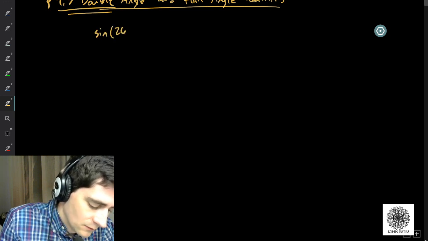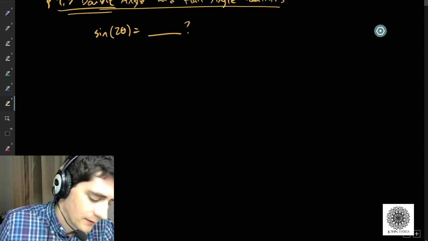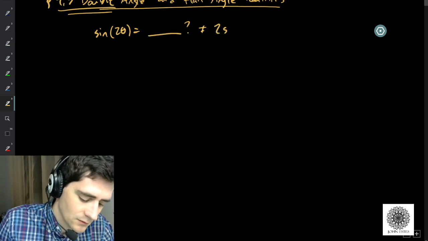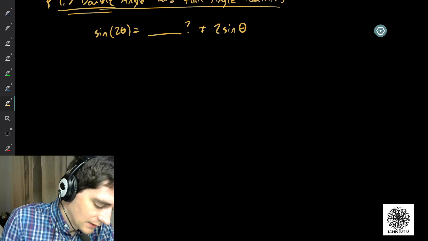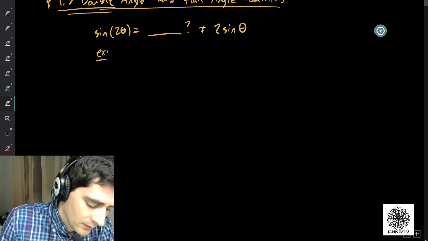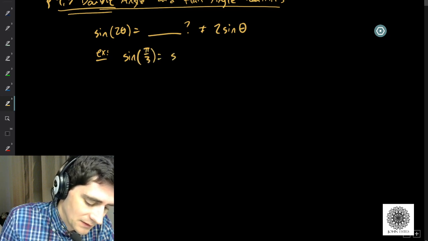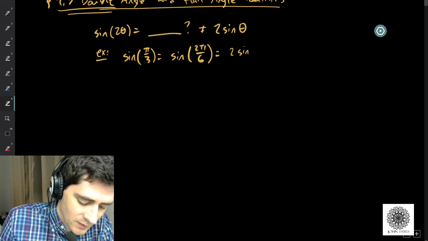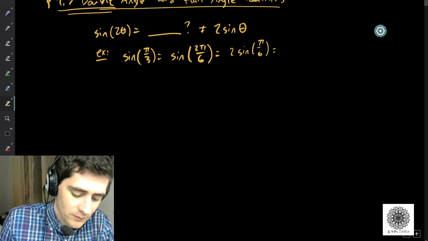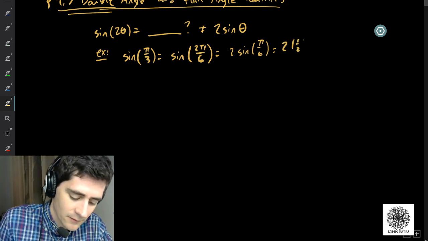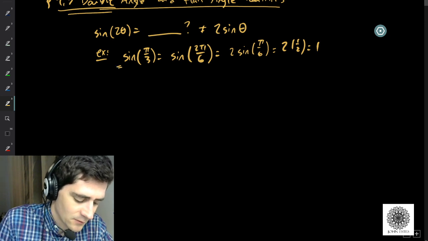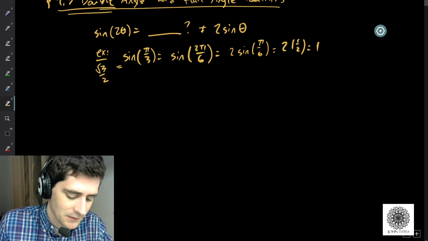Sine of 2 theta equals what? Okay, so this is not 2 times sine theta for sure. All right, and we could figure that out pretty easily if we think about an example. How about sine of pi over 3, which is 2 times pi over 6? If we said that was 2 times sine of pi over 6, I think we can see how it would be wrong, because sine of pi over 6 is 1 half. So this is 2 times 1 half, which is 1. And sine of pi over 3 is root 3 over 2, which is definitely not 1.